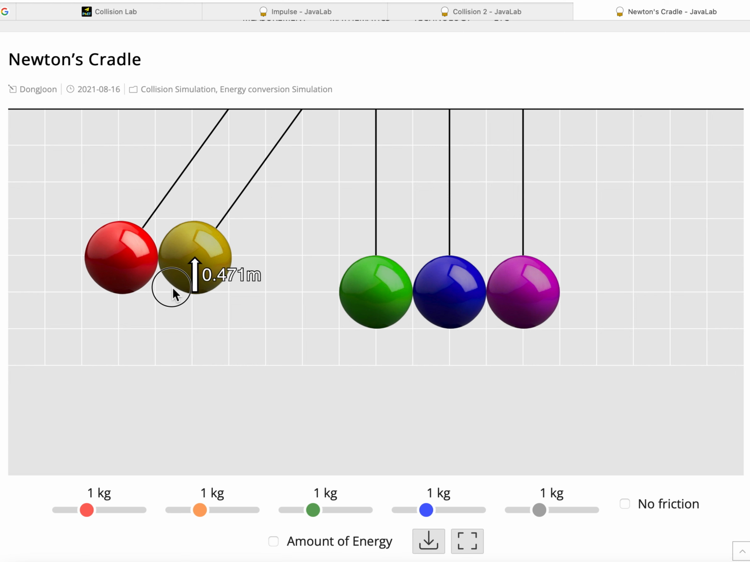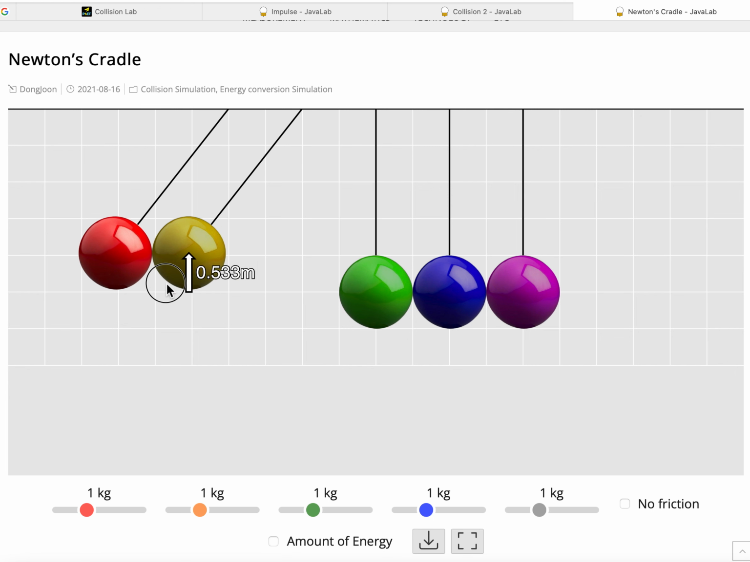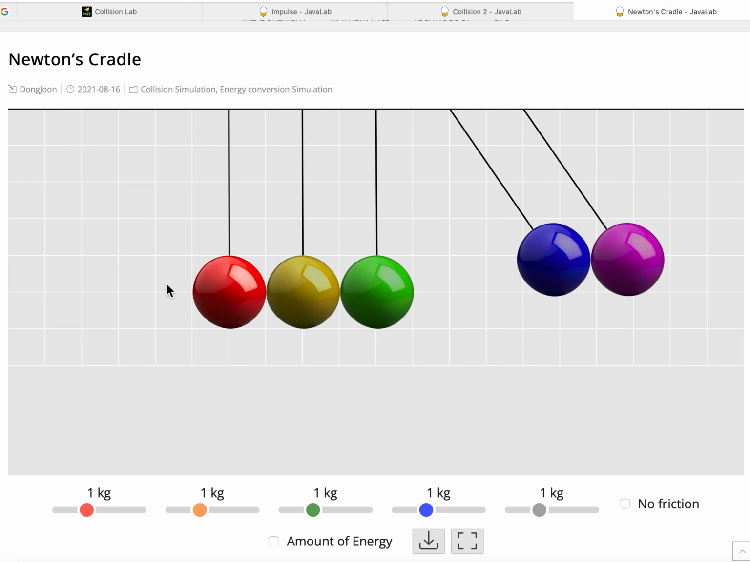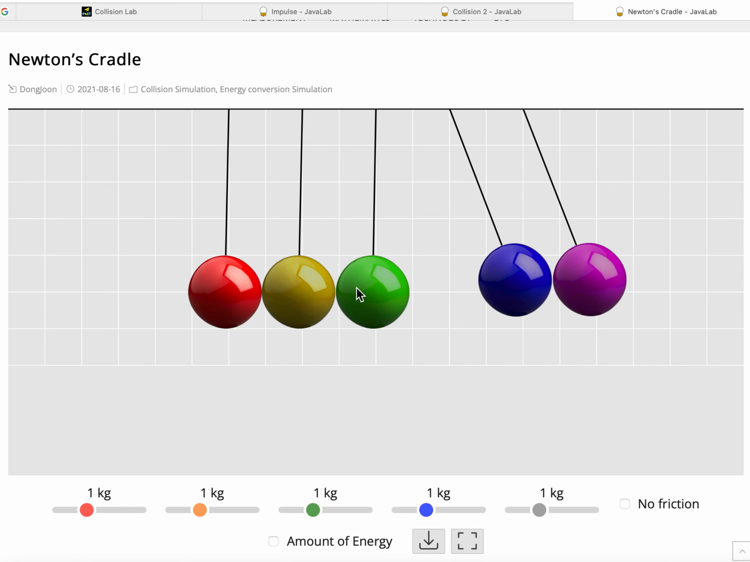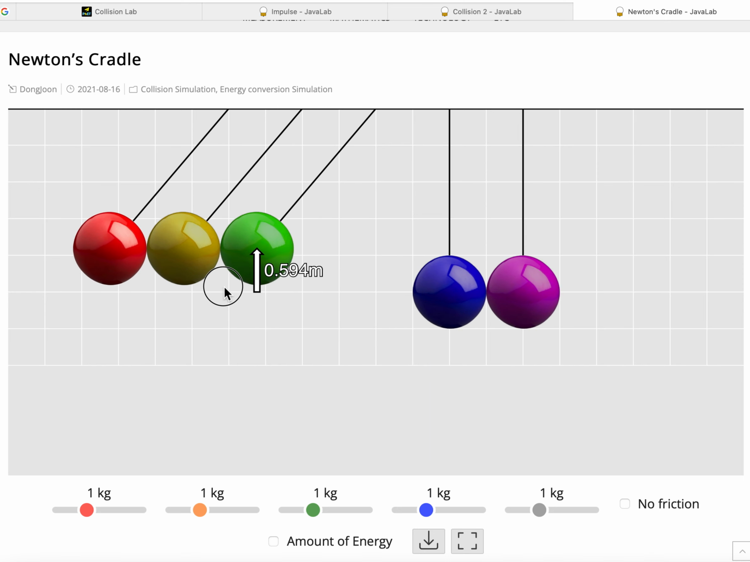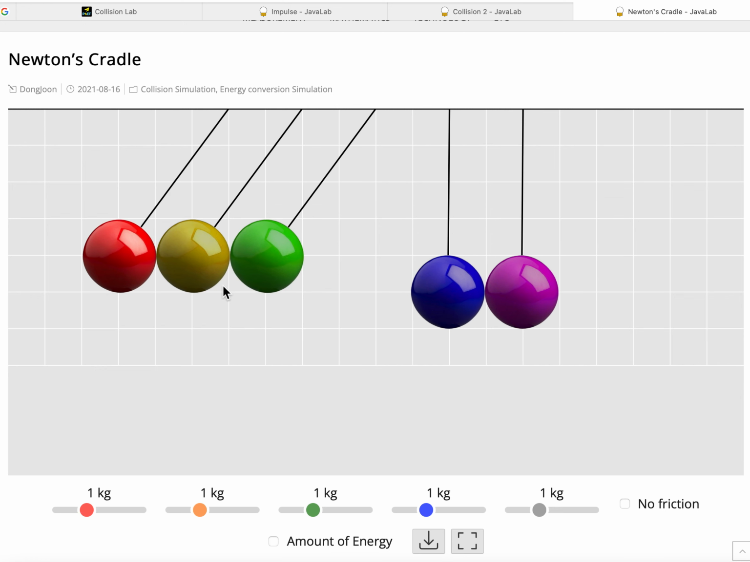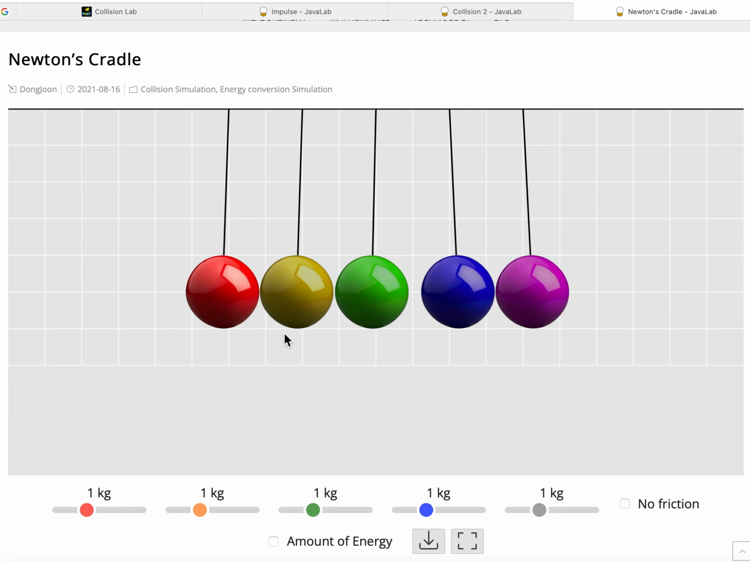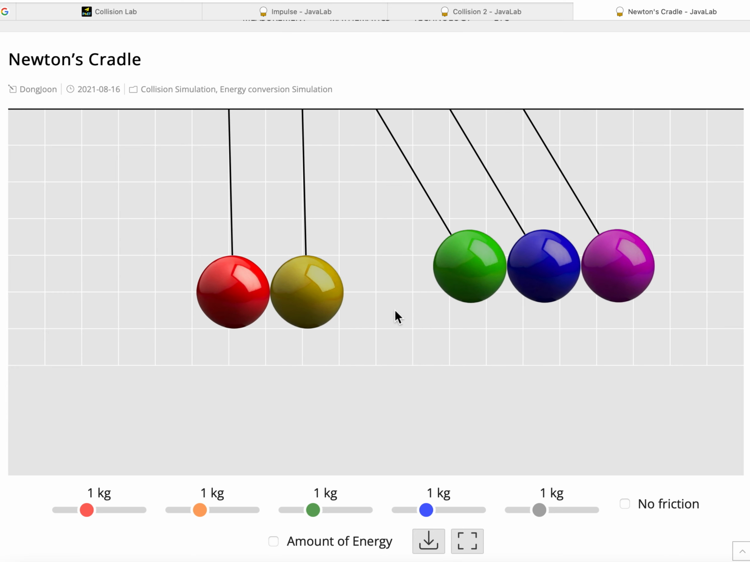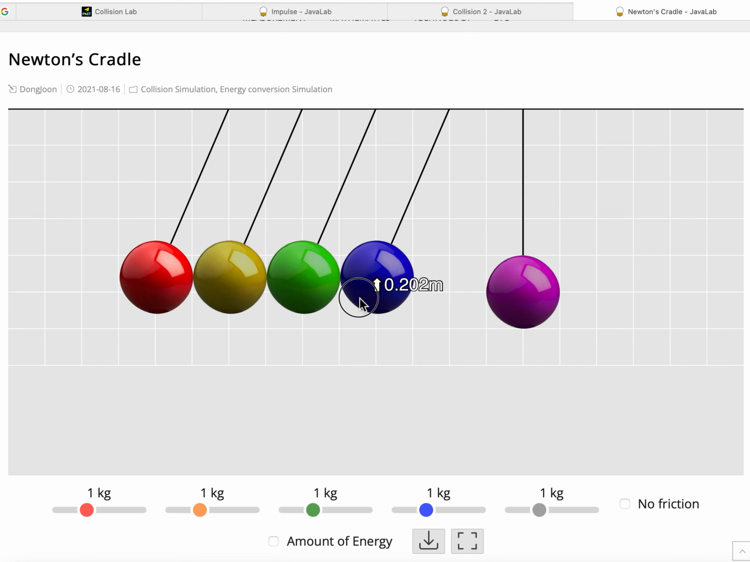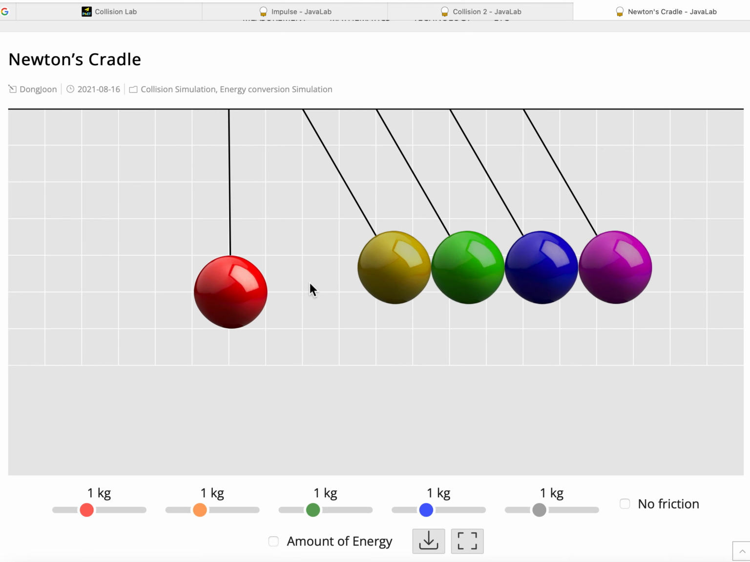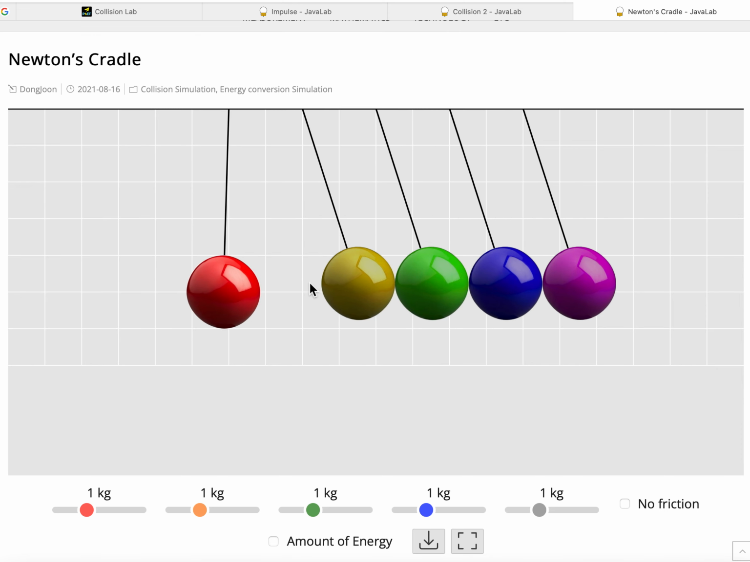So let's say that you have two balls. So 2 units of momentum enter, and notice that 2 units of momentum leave. And let's try 3. So you can have 3 units of momentum before the collision, and after the collision, 3 units of momentum leave. So always, the total momentum before the collision is always going to equal the total momentum after the collision. So you can go to 4. So 4 units of momentum before the collision, and 4 units of momentum after the collision.